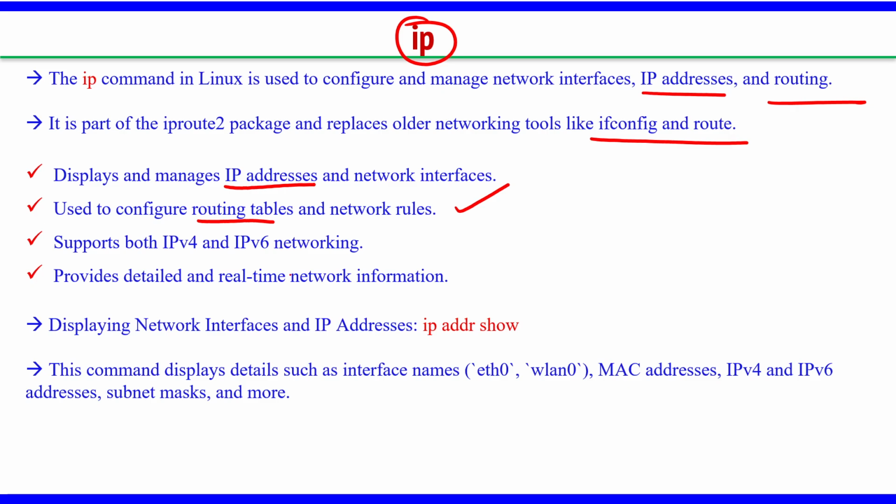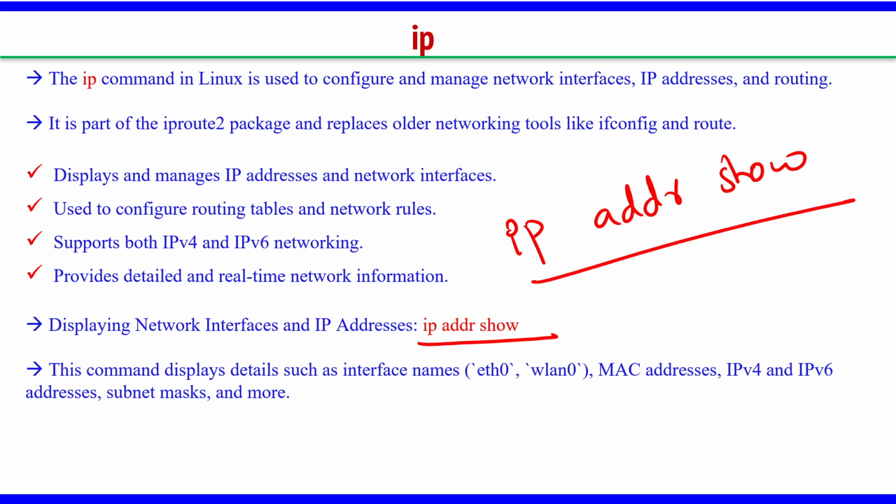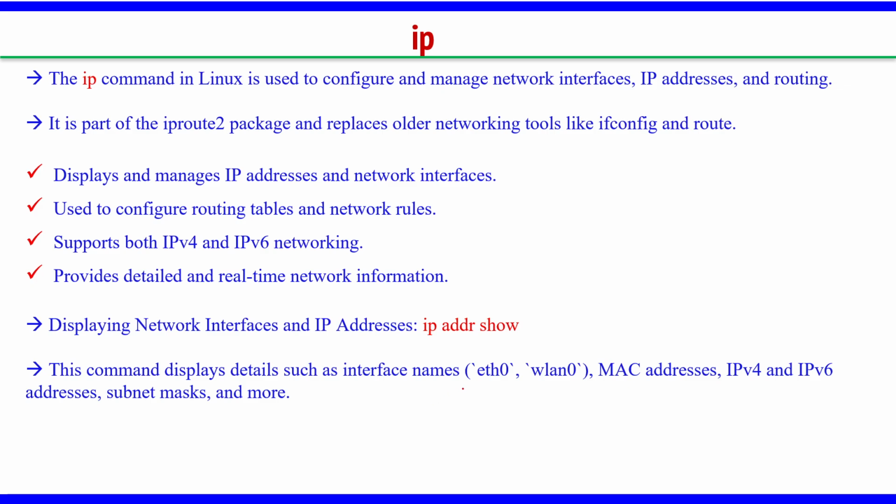If you want to see the networking interfaces and IP addresses, you just give the command ip addr, or ip address show. It will show you the IP addresses of all the networking interfaces, like Ethernet, LAN, whichever network interface you are using, Wi-Fi if you are connected to Wi-Fi, or an Ethernet cable. It will show the MAC address, IPv4 and IPv6, and also the subnet masks.